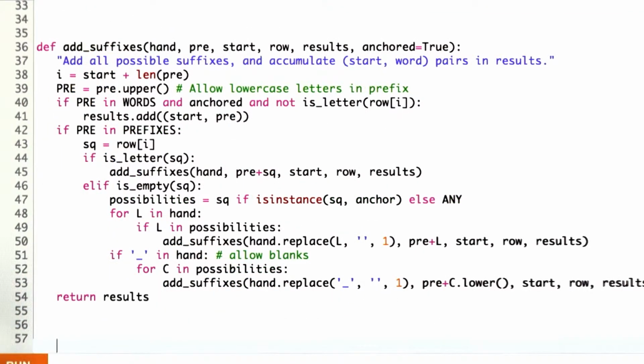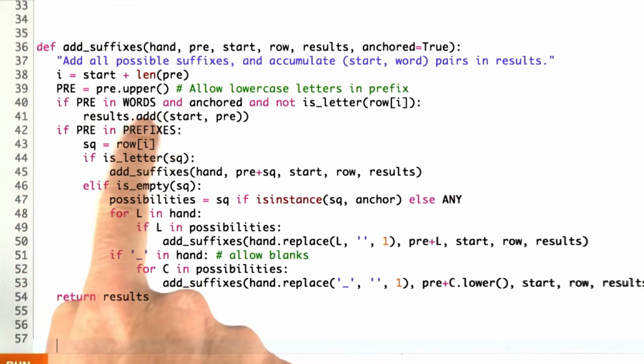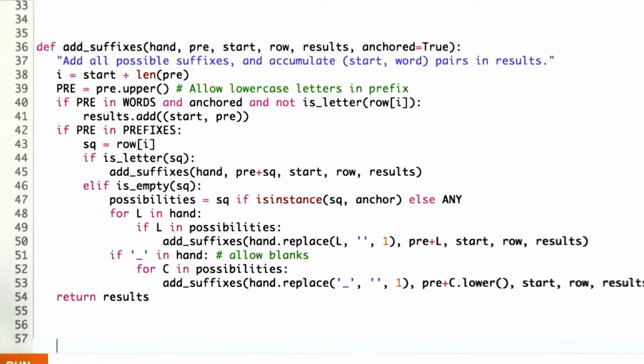And now for add suffixes, again, two very similar changes, just like we saw before. When we're looking up in the dictionary, we have to look up the uppercase version of the prefix rather than the original prefix. And when we're going through the hand, first we have to say, is the letter one of the possibilities, one of the allowable results for the anchor? If that's the case, then go ahead and just use it.